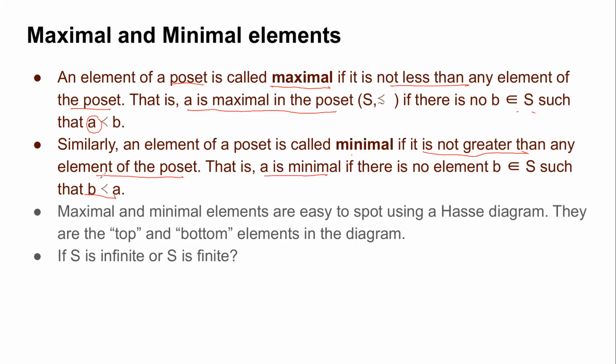If you look at a Hasse diagram, the topmost and bottommost elements are what make your maximal and minimal elements. Any element at the top of your Hasse diagram is a maximal element, and any element at the bottom of your Hasse diagram is known as a minimal element. Now suppose S is infinite. Can I define its maximal or minimal element?